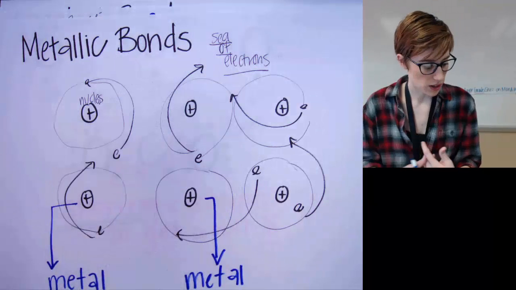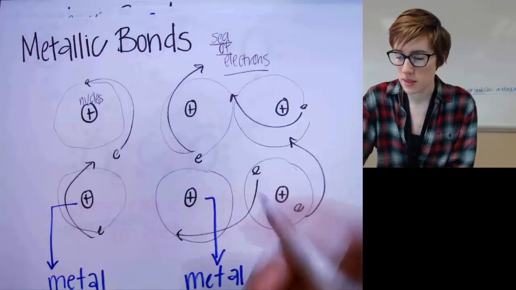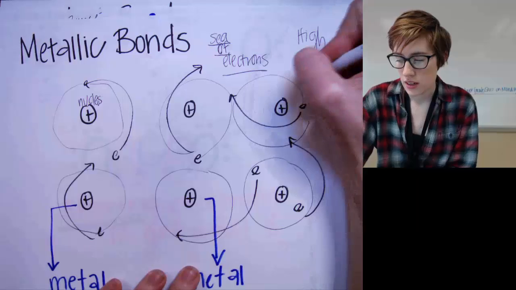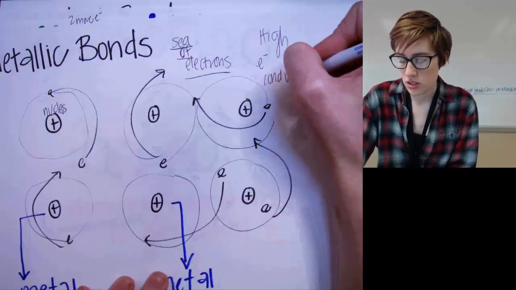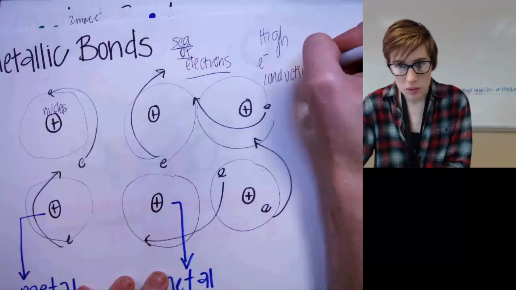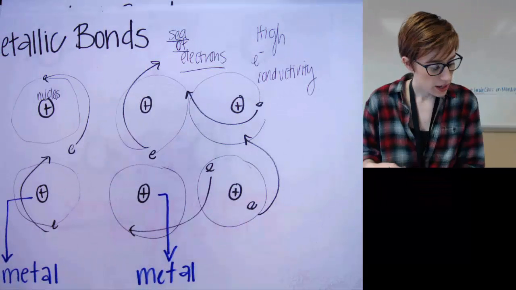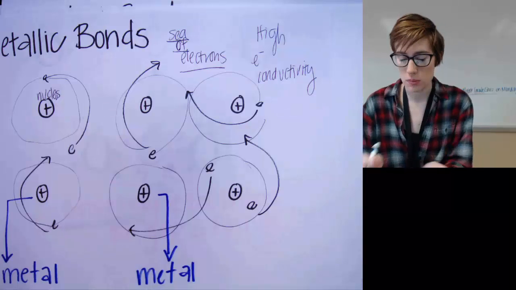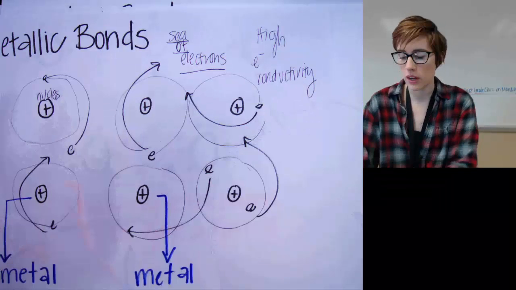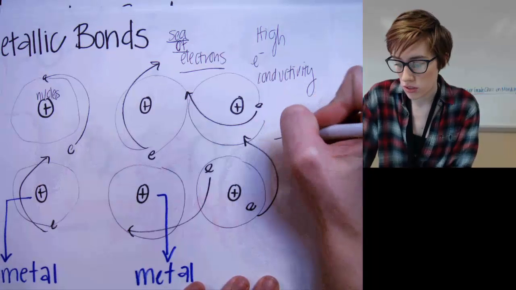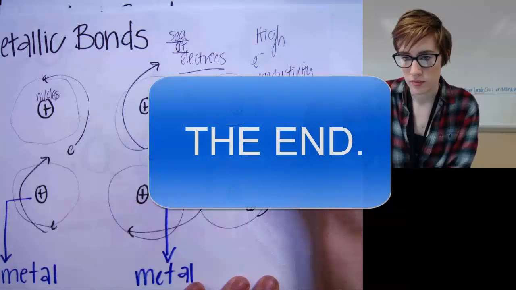And this makes them have a high electrical conductivity, meaning they can conduct electricity insanely well because all the electrons are able to move, and that's what causes electric current. And so also because there's a lot of this movement going on, metals are very malleable, and they're very ductile.